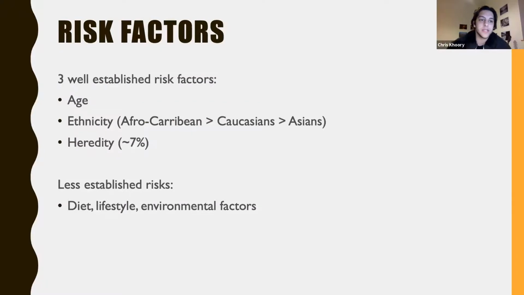Risk factors of prostate cancer. There are 3 quite well-established risk factors. These are age. Obviously, the older you get, the more likely you are to develop prostate cancer. Ethnicity, so it's far more common in Afro-Caribbeans and less common in Asians. And heredity as well, so it can be passed on in the family. And then there are some less established risks too, such as diet, lifestyle, and environmental factors.